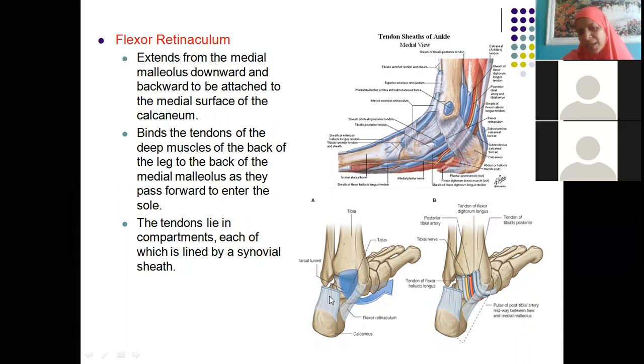What is the name of this tendon which is getting inserted here? Calcaneal tendon. Any other name? Achilles tendon. Okay, very good. So the direction is downwards, backwards, and it is attached to the medial surface of calcaneum. Now behind this, we have just discussed the deep muscles of the back of the leg.